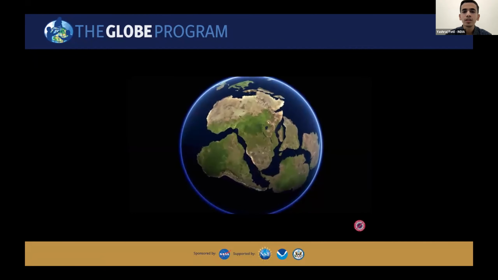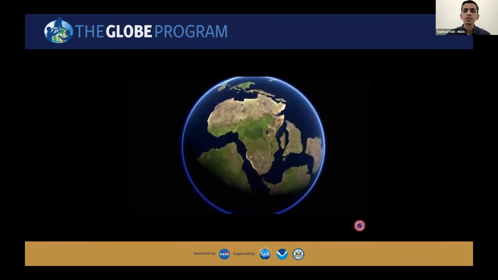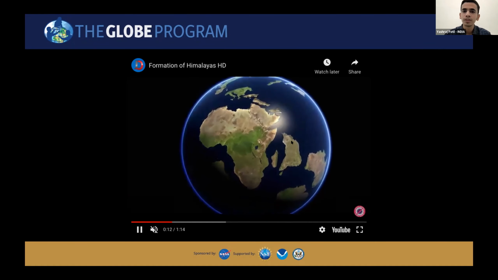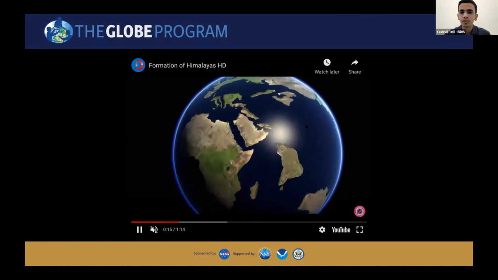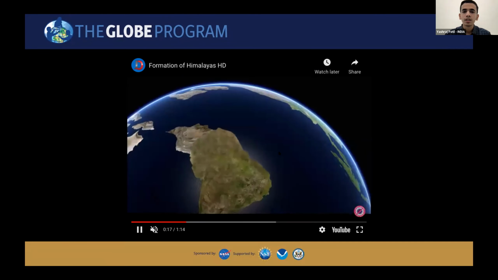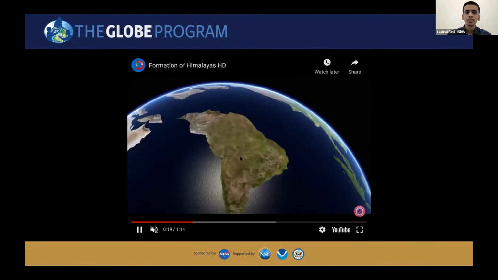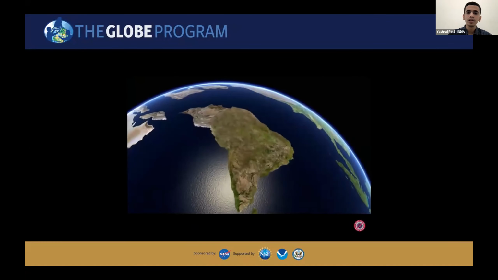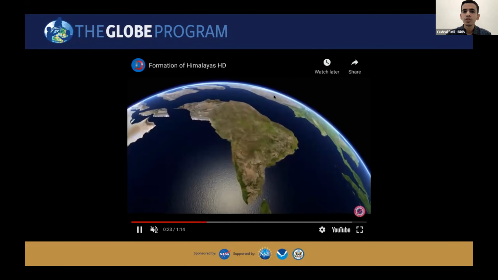Okay, so you can see in this video how the continents started getting separated from each other, and this whole area was the Tethys Ocean. And this is the Indian subcontinental plate, or the Indian plate, and the above one is the Eurasian plate.